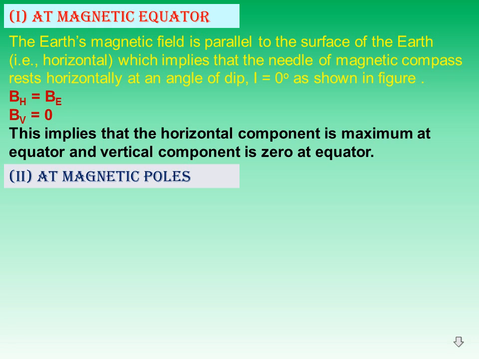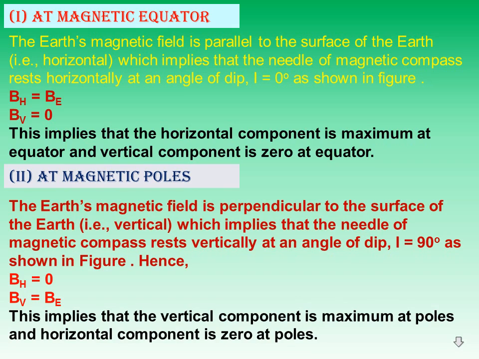Now at the magnetic poles, the Earth's magnetic field is perpendicular to the surface of the Earth, that is, it's vertical, which implies that the needle of the magnetic compass rests vertically at an angle of dip. Here the angle is 90 degree, so BH is equal to BE cos 90 degree. Cos 90 degree is equal to 0, so BH is equal to 0, and BV is equal to BE sin 90 degree. We know sin 90 degree is equal to 1, therefore BV is equal to BE. This implies that the vertical component is maximum at the poles and the horizontal component is 0 at the poles. Remember students, the last 2 points, that means these two implications, are very important one word questions.